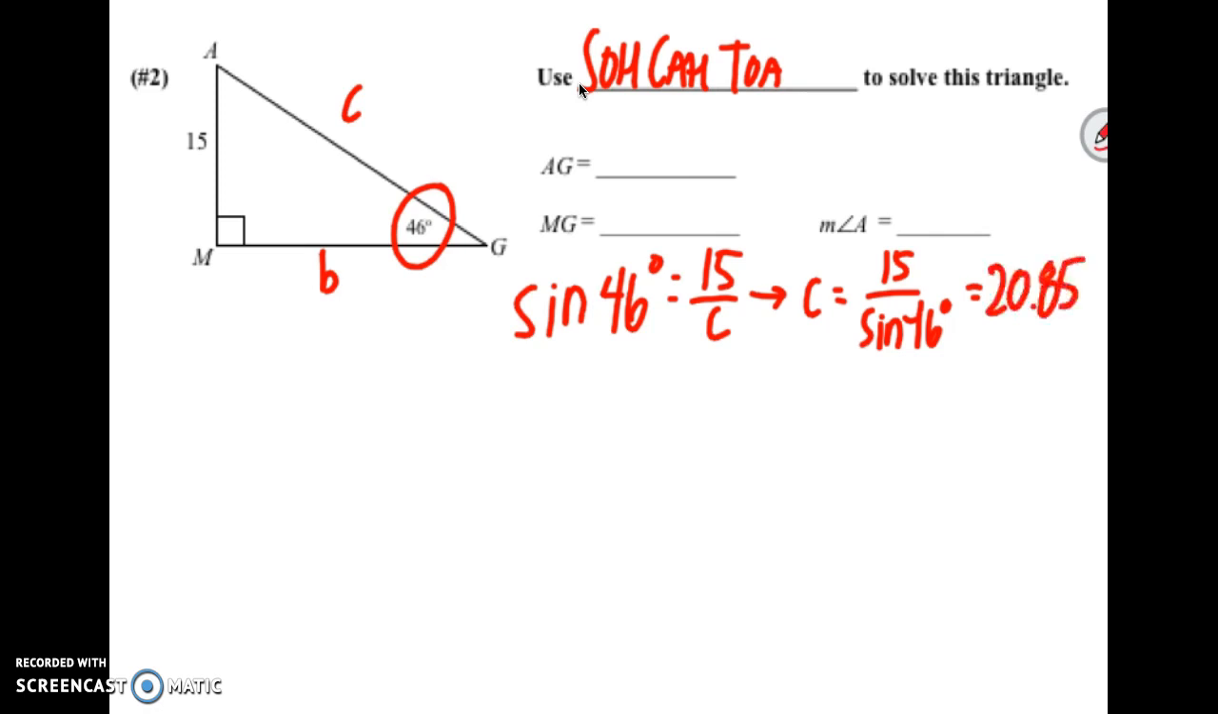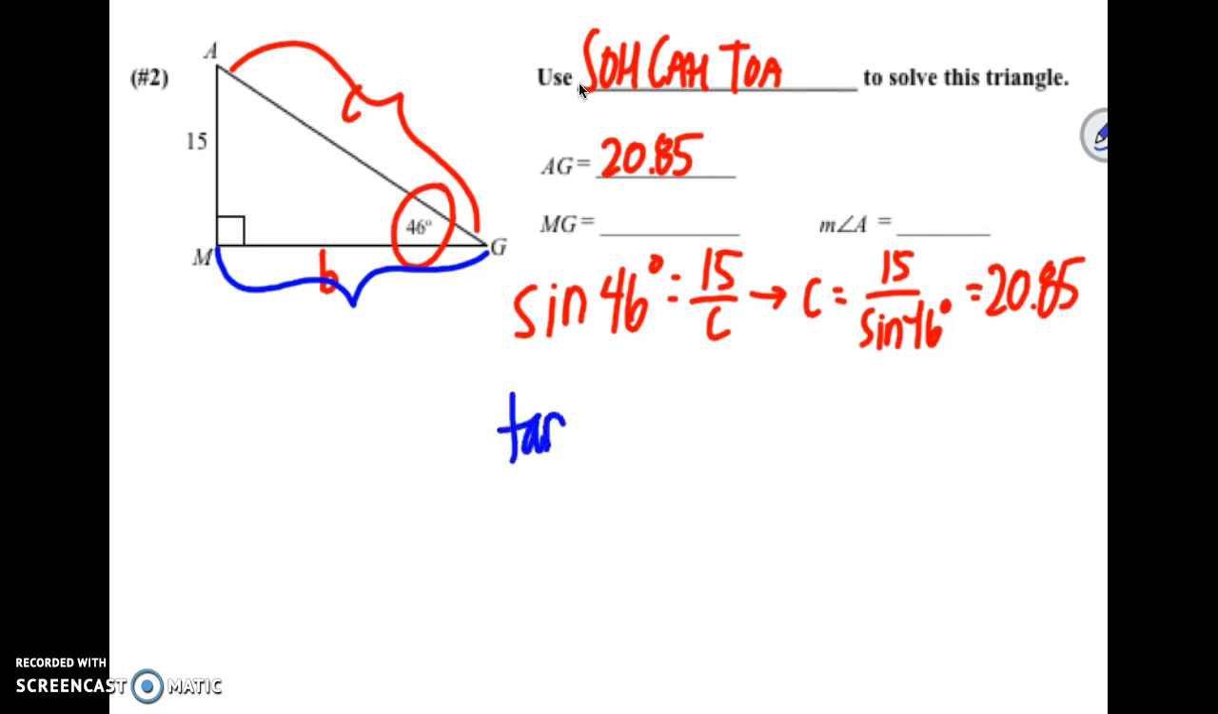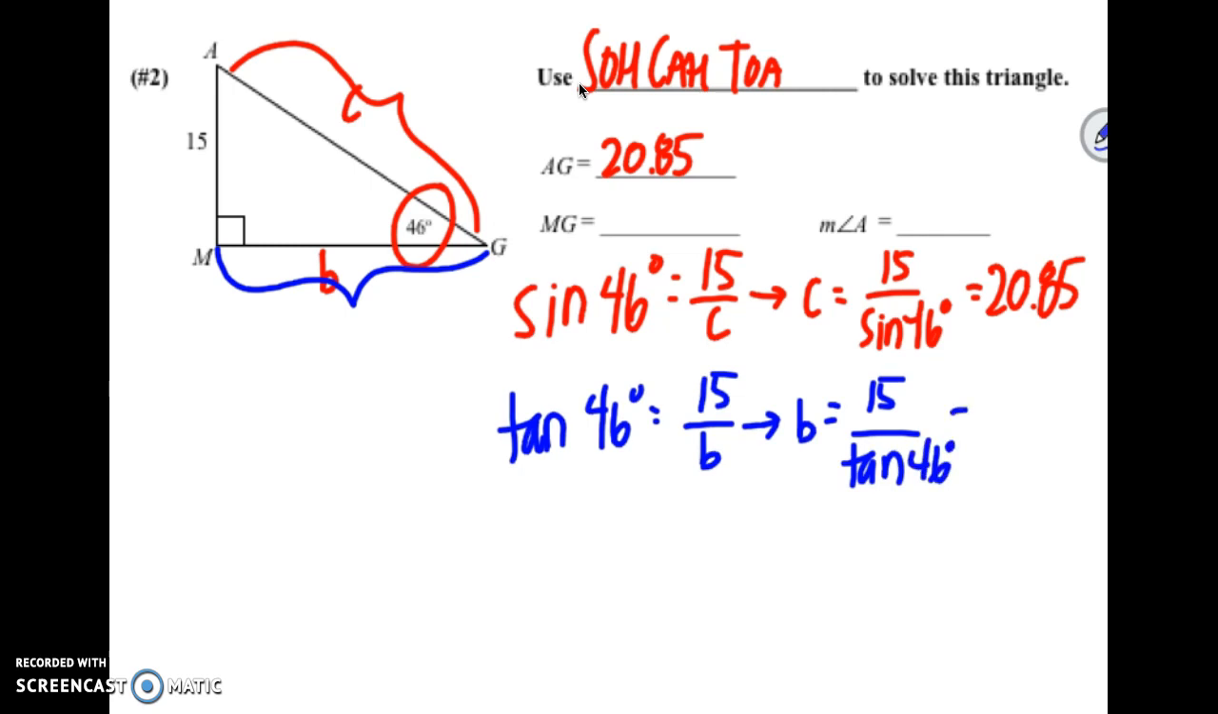So we know AG is equivalent to 20.85. Next, looking at our other missing side length, we have MG. If we take the tangent of 46 degrees, that's equivalent to 15 over B. So we know that B equals 15 over tangent of 46 degrees. So we get an answer of 14.49. So MG is a distance of 14.49.